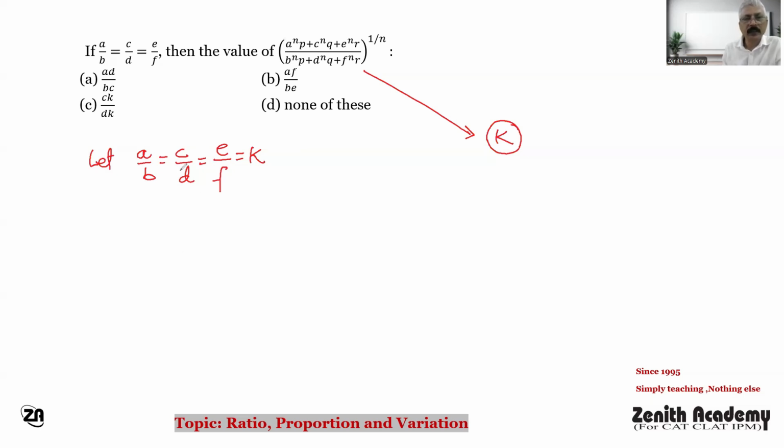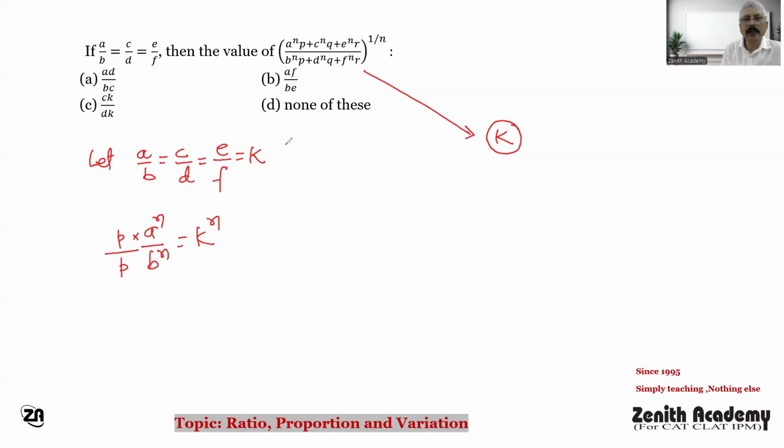Look, how is it? You know that if I raise to power n, like a to the power n upon b to the power n, then it is k to the power n. Similarly, c to the power n upon d to the power n, e to the power n upon f to the power n is equal to k to the power n. And one point more, if I multiply numerator and denominator both by any same number, like this is p, then it will remain equal to k to the power n. Is it?